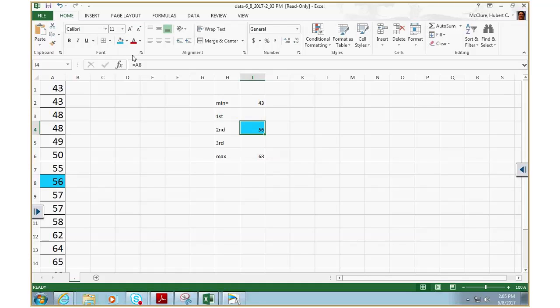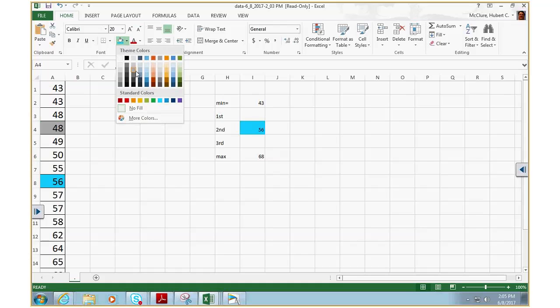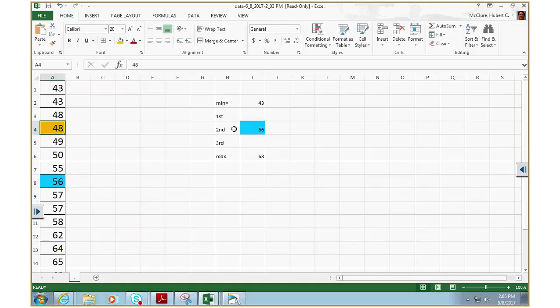Now, there is that number. How many are above? 7. 1, 2, 3, 4, 5, 6, 7. So there is your second quartile. Notice they made this question very simple. 1, 2, 3, 4, 5, 6, 7.